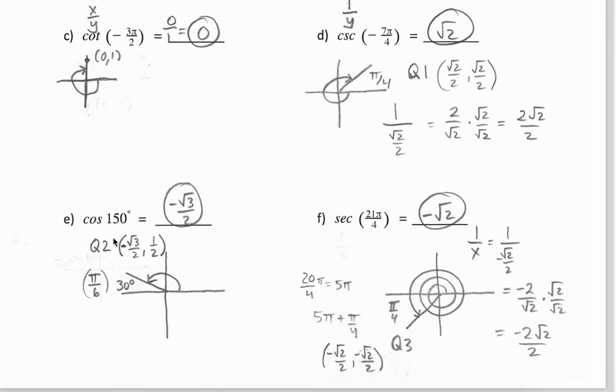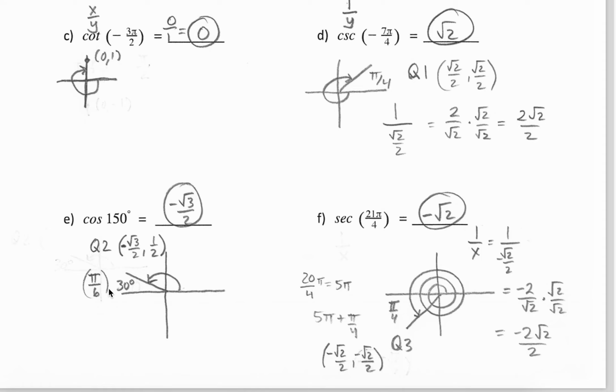All right, 2 more, this time in degrees. Not as easy to find the reference angle, but it's not too hard. Cosine of 150 degrees is going to be 30 degrees less than half rotation. So that 30 degrees is going to be our reference angle. Pi over 6 is equivalent in radians.